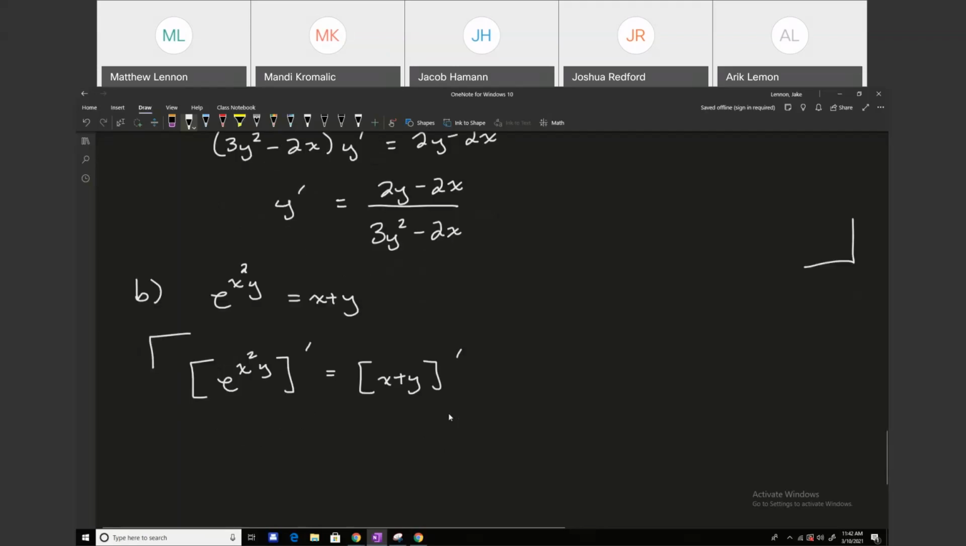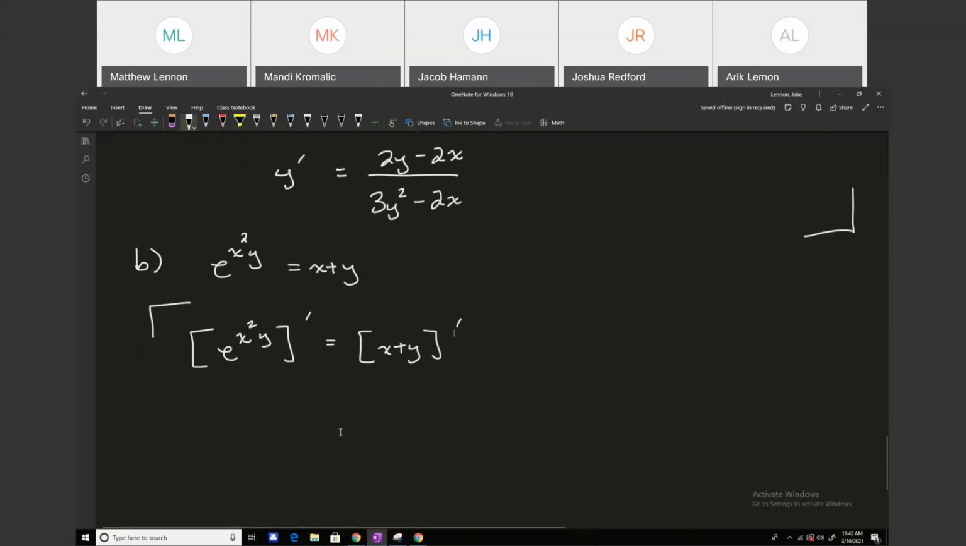So let's go ahead and take the derivative of the right-hand side because we know how to do that. The derivative of x is going to be 1, and the derivative of y is going to be y prime. On the left-hand side, though, we have a chain rule, right? So how do we do the chain rule? Well, we would say our inside function is x squared times y, and our outside function is e to the u. So the derivative of our outside function is still e to the u. And the derivative of the inside function, we need a product rule for.